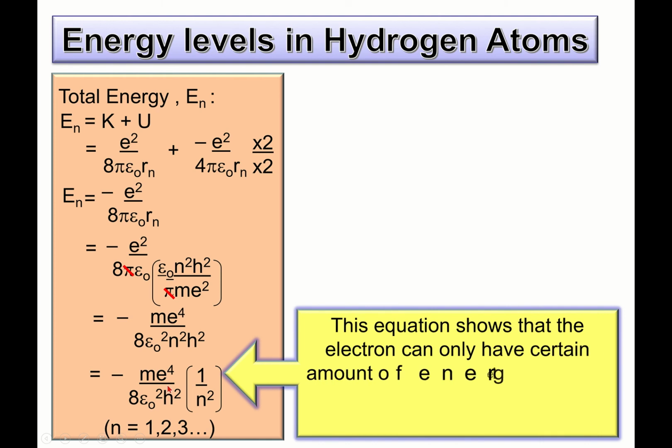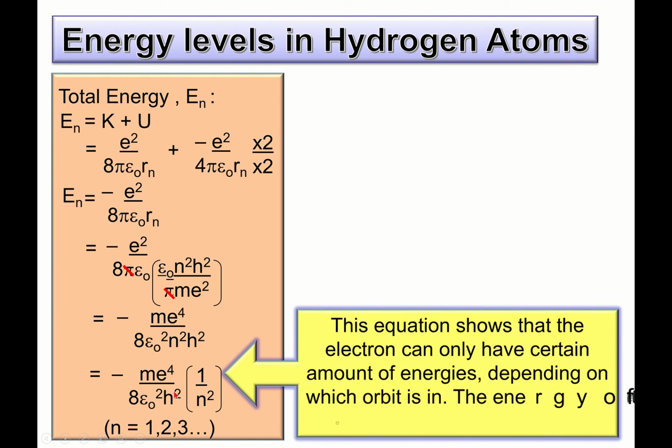Okay, this equation shows that the electron can only have certain amounts of energy depending on which orbit it is in. Because the n here is an integer number, a positive integer number, the energy cannot be in between 1 and 2, in between the levels. So the energy of the electron is said to be quantized.